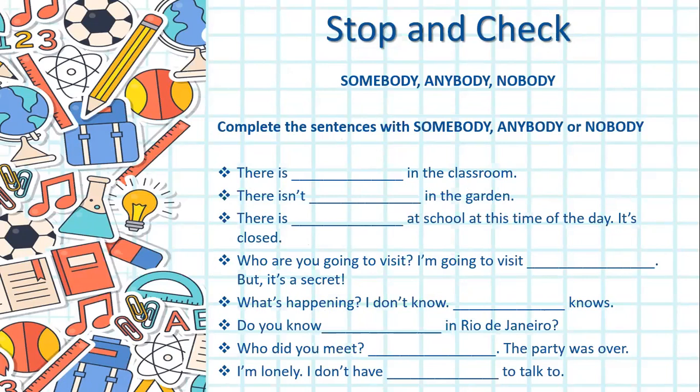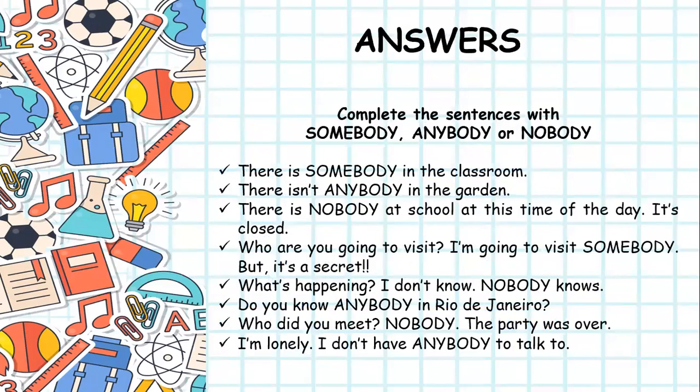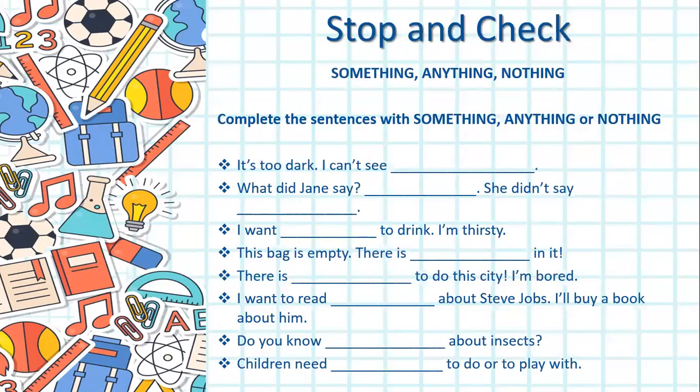Do you know anybody? Anybody, of course, because this is a question, right? Who did you meet? Anyone. No. Nobody. The party was over. Yes. And the last one is we couldn't see that. So next exercise. It's too dark. I can't see anything.